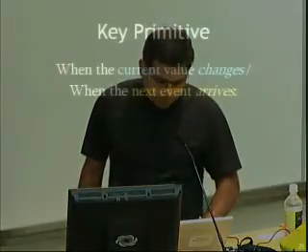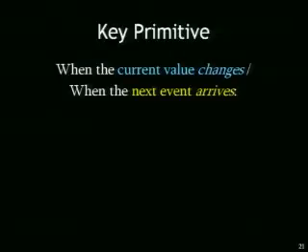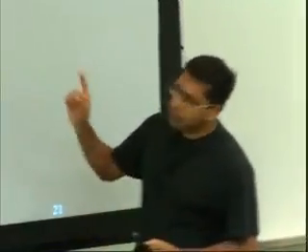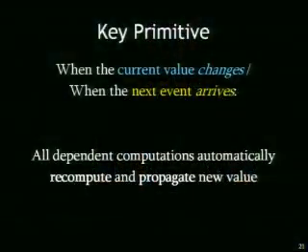Good. The important thing is, of course, these things already exist. JavaScript has them, and OCaml has them, and Java has them, and C# has them. But the important thing is when something changes, so that is either the current value changes or a new event appears, we want all dependencies to update automatically. That is, we want to make keeping things synchronized, keeping things consistent, the problem of the language rather than the problem of the programmer.